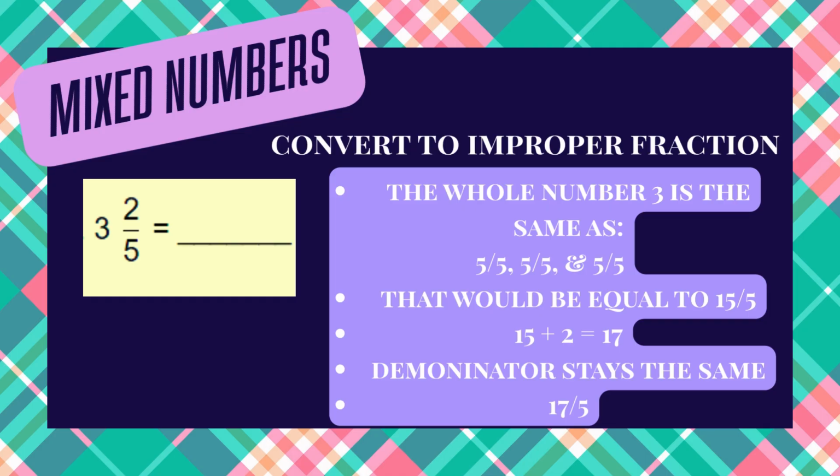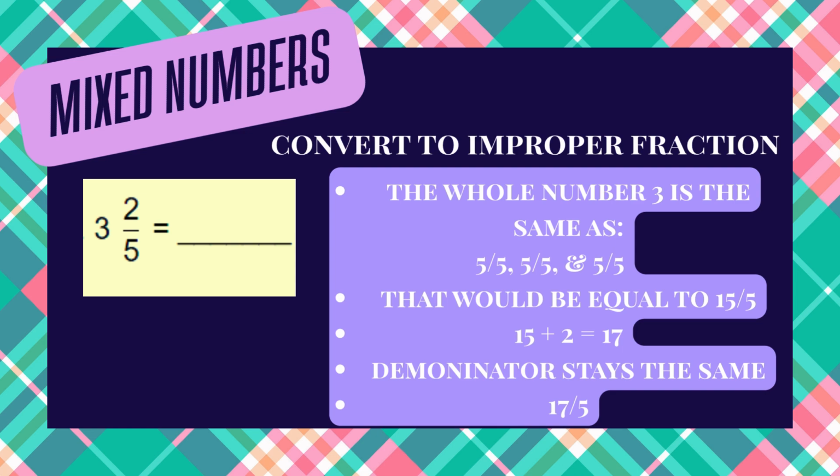Now, you take that 15 over 5 and add the 2 from the original 2/5, which gives you 17 as your new numerator. The denominator always stays the same when you're doing this conversion, so your final answer is 17 over 5. This improper fraction is equal to the original mixed number of 3 2/5.